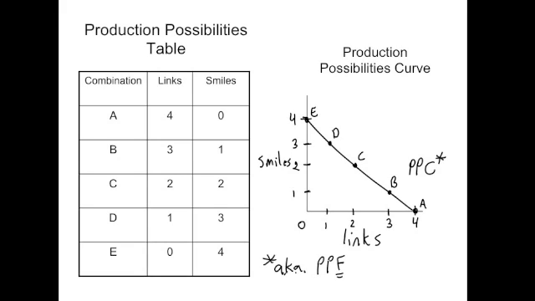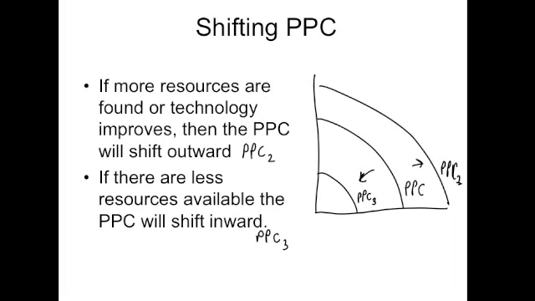This is a simplified production possibilities table for an imaginary country that produces something called links and produces something else called smiles. Notice that there's a constant trade-off between the two. A more realistic one is going to be concave. There will be shifts of the curve. If there are more resources available, it'll shift outward. Less resources, it'll shift inward.